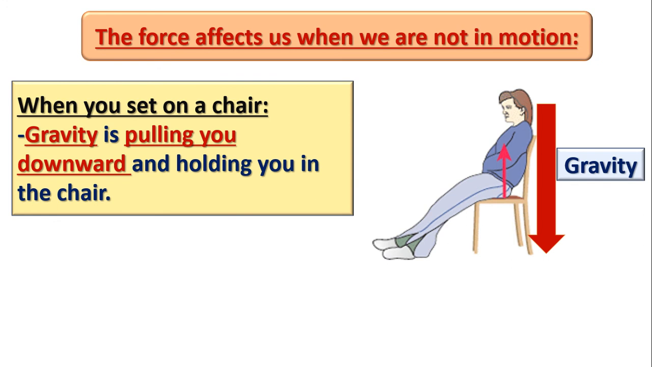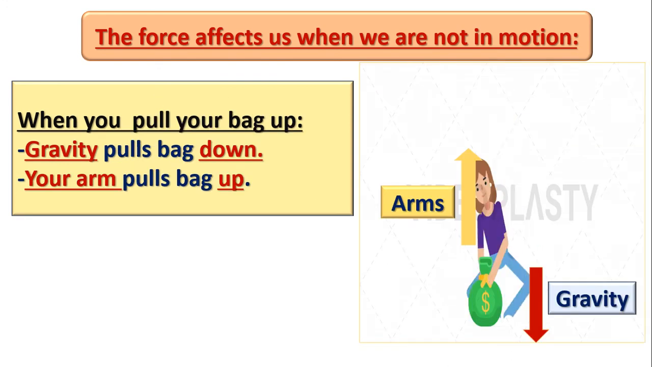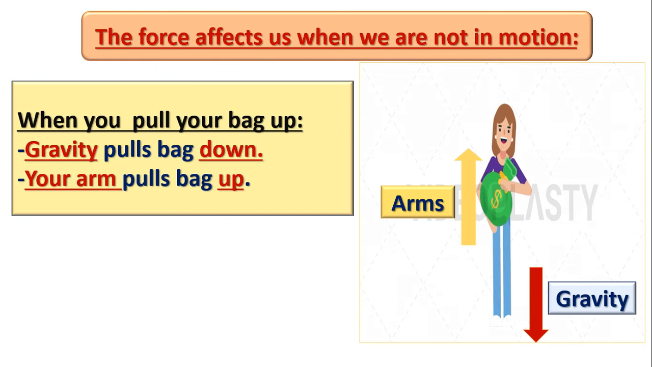Anything. So again, the question: what are the two forces effecting on you when you are sitting on the chair? The gravity pulls you down and the chair pushes you up. So will the force be balanced or unbalanced? It will be balanced. Excellent. So will you move or will you not move? You will not move. Excellent.